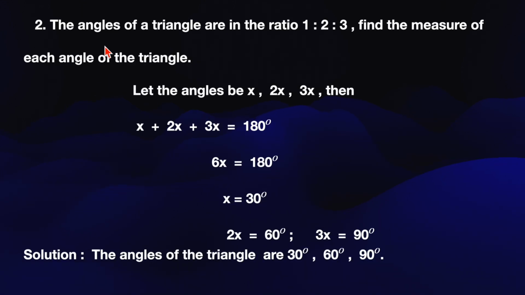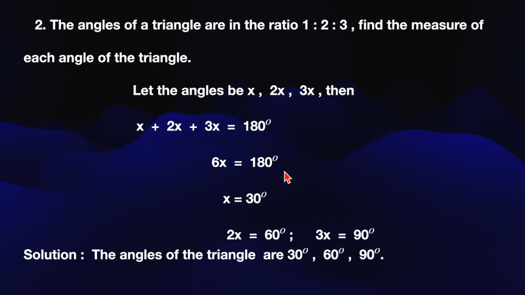Okay, question 2. The angles of a triangle are in the ratio 1:2:3. Find the measure of each angle of the triangle. So just now I told you that the sum of the three angles of a triangle is equal to 180 degrees. But the angles are given in the ratio. So let us multiply with a common variable x. So the angles become x, 2x and 3x. That is the ratio. So add them, equal to 180 degrees.